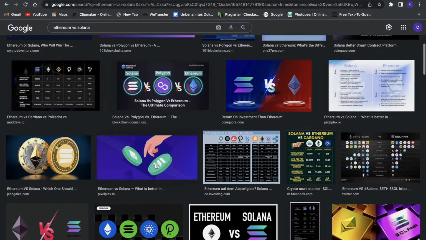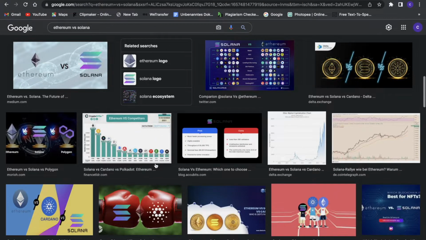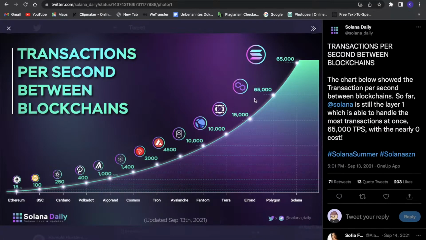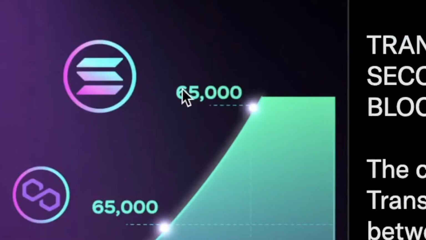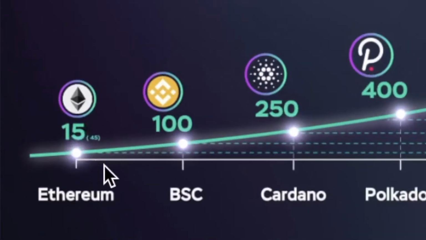Okay, so when we look at the blockchains, there is one major difference that is always talked about and that sticks out, and that is the transaction speed of the blockchains. The Solana blockchain is known for its fast transactions with about 70,000 transactions per second, which is extremely fast. Just to put it into comparison, Ethereum has a transaction speed of 13 transactions per second.